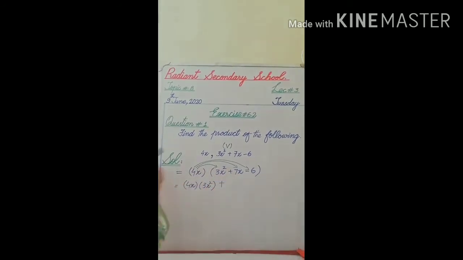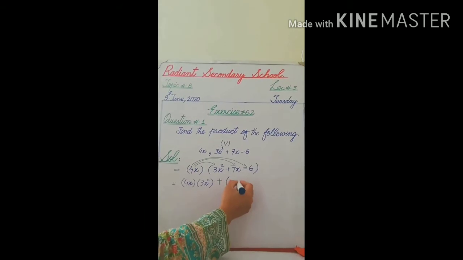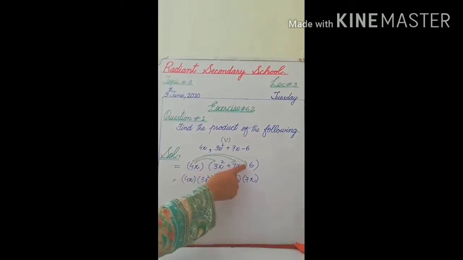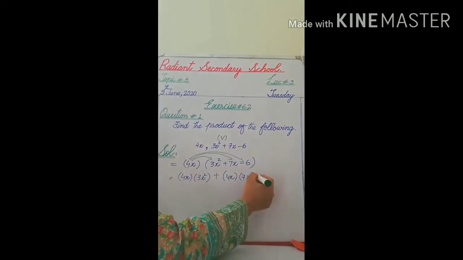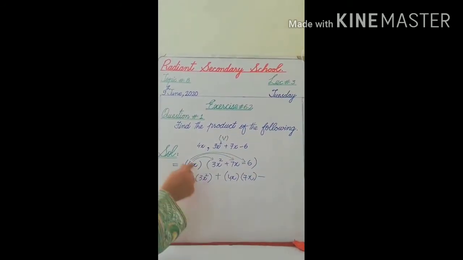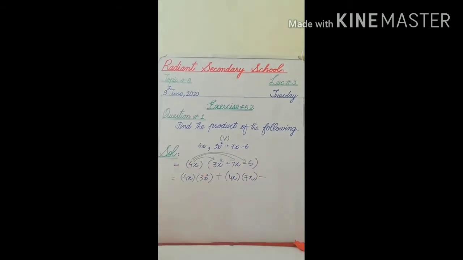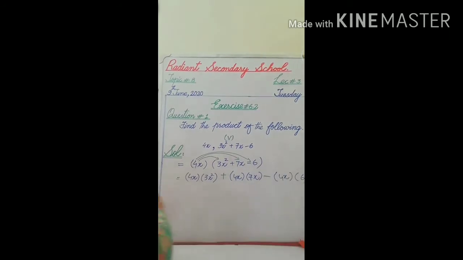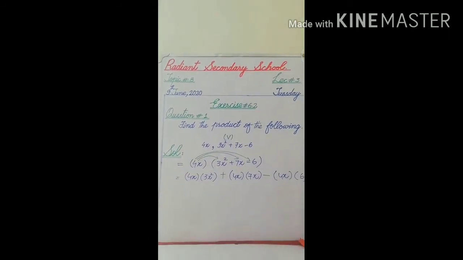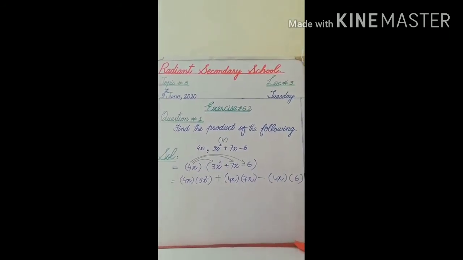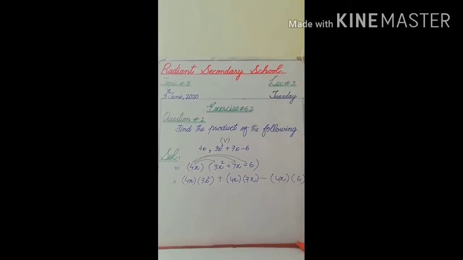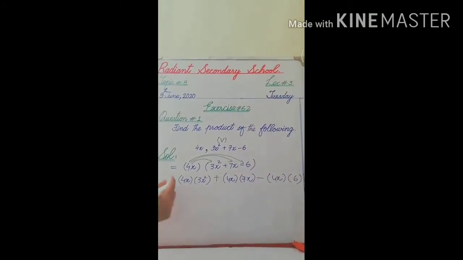Now 4x multiplied with this 7x. 4x into 7x. Now which sign is coming next? Minus. This will come down as it is. Now 4x multiplied with this 6. 4x into 6. It's not compulsory to do this step, but I want to explain in detail, so that's why I am doing this step. Otherwise you can do it directly, it's totally up to you.